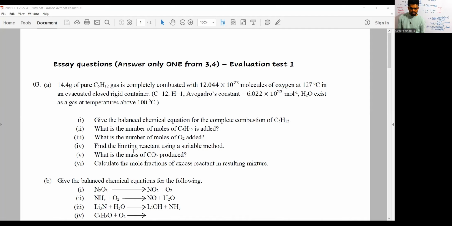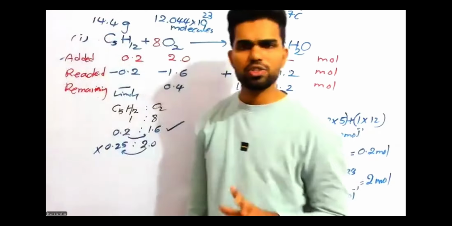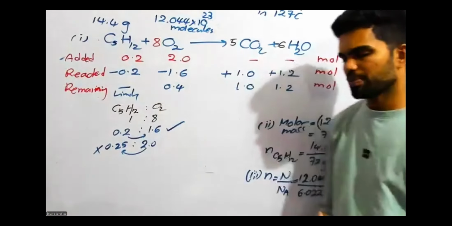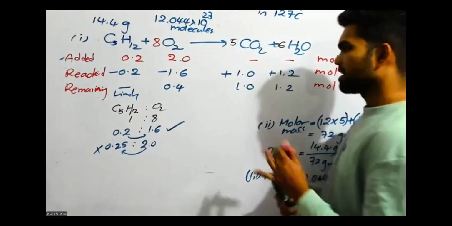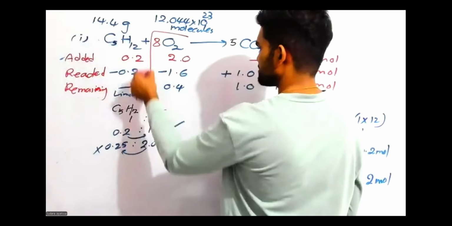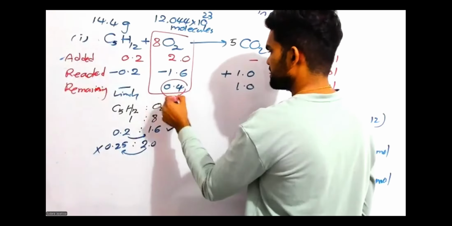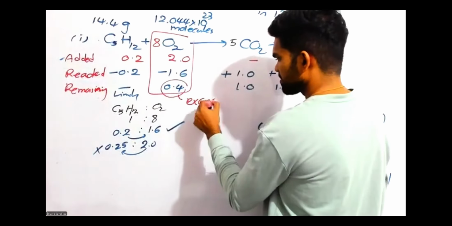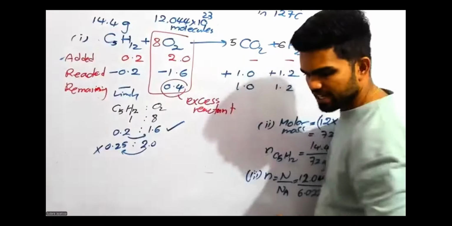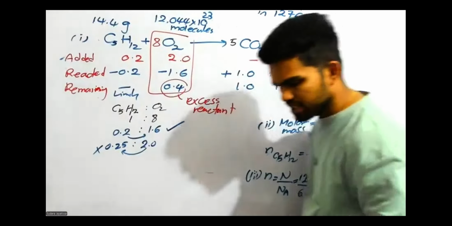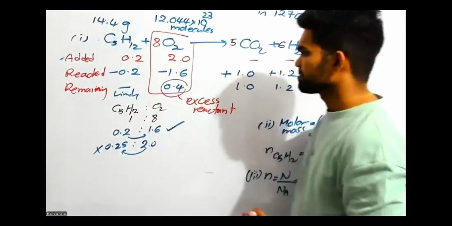And then finally, it is asking you to calculate the mole fraction of the excess reactant. This one, most of you got wrong. Okay, let me explain that part. So what is the excess reactant, first of all? Excess reactant is O2. They are asking for the mole fraction of the excess reactant.